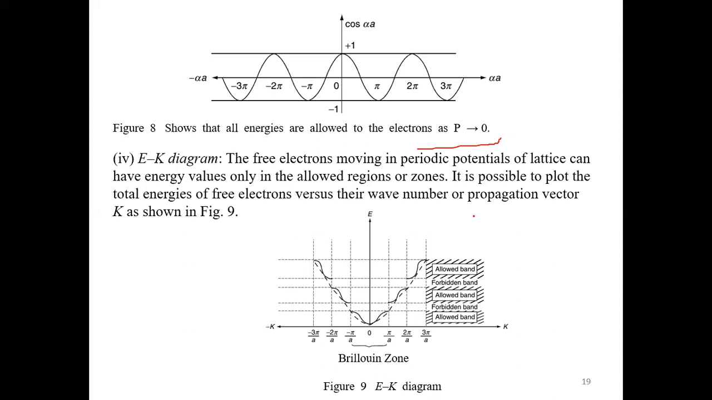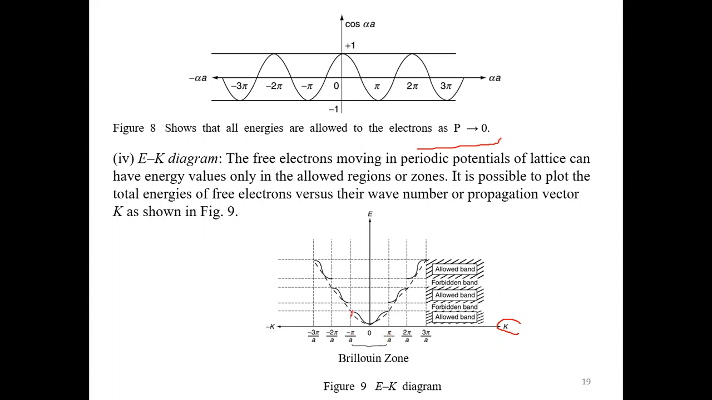And number 4 is, if we plot E as a function of K, the E-K diagram, the free electron moving in the periodic potential of the lattice can have energy values only in the allowed regions or zones, and it is possible to plot the total energy of the electron versus its wave number or propagation vector according to this one. So you see that the allowed energy band is from +π/a to -π/a.